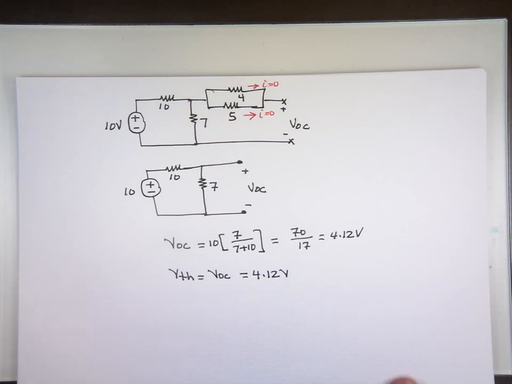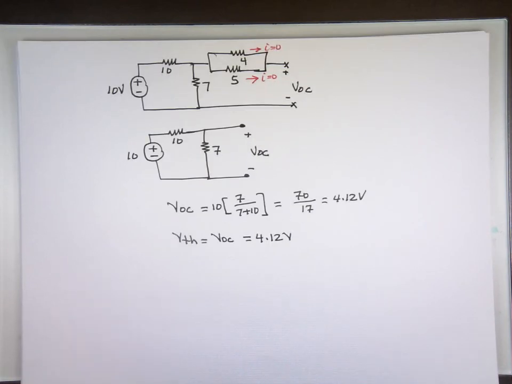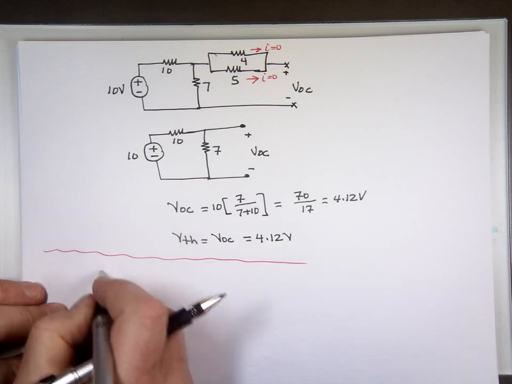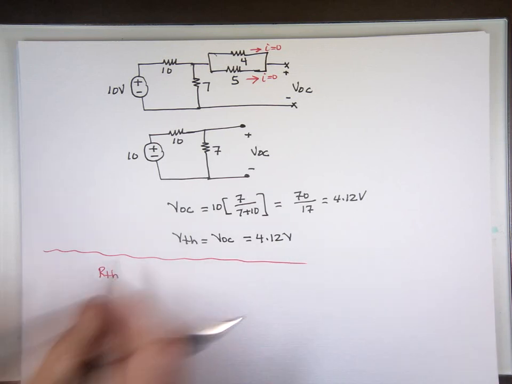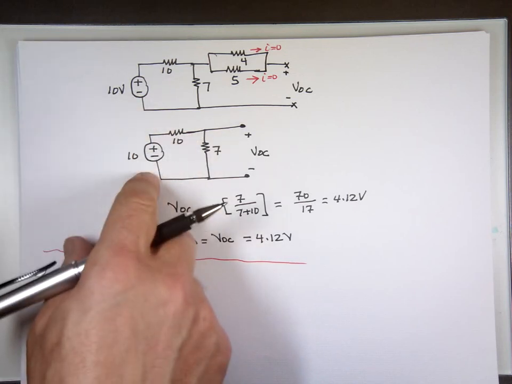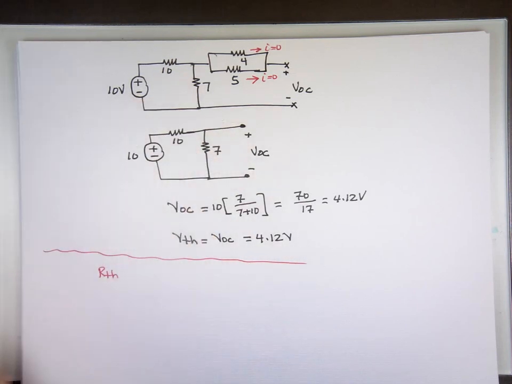Next step is to find R Thevenin. How do we find R Thevenin? So here's V Thevenin. Let's look at R Thevenin. And to find R Thevenin, we need to find R equivalent. But wait a minute, we have sources here. So what do we do with these sources?